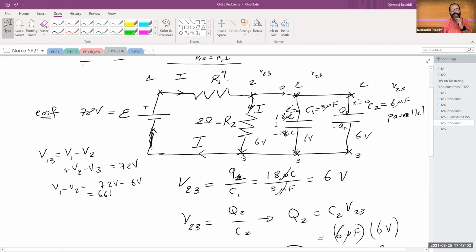And that is the same voltage drop in here, and that is the same voltage drop in here. I know the overall drop, which is just that of the battery. That's 72 volts. But now I know more. I know this drop, which is this one, which is this one, because they are all in parallel.